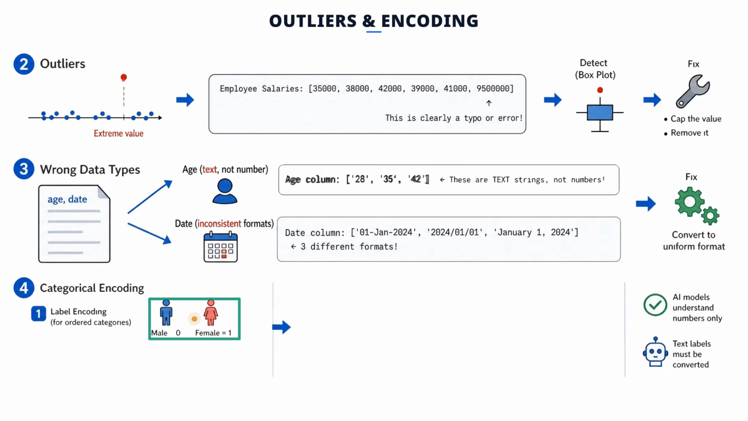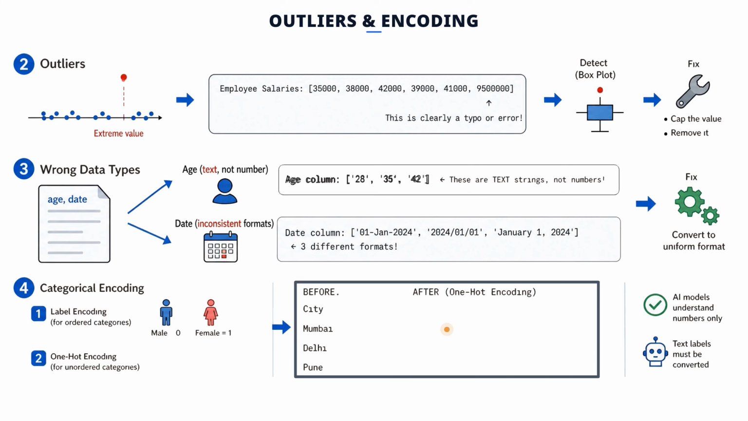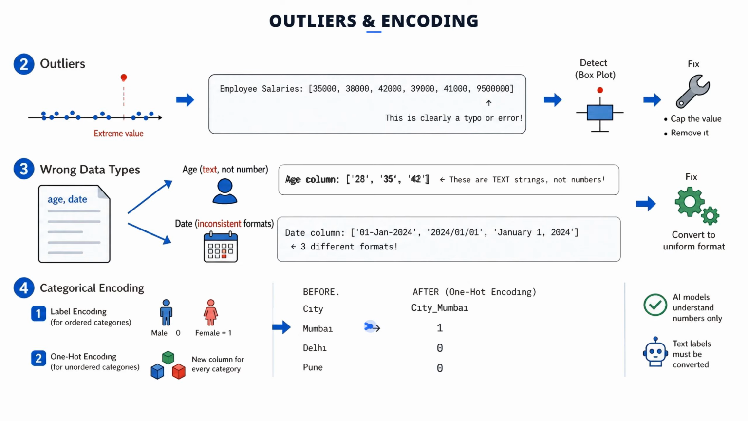But what if the categories don't have a ranking, like different cities? That's where we use one-hot encoding. Let's look at this before and after example. Instead of assigning a single number to each city, we create a new column for every possible category. If a person is from Mumbai, we look at the newly created Mumbai column and put a 1 there. Because they are in Mumbai, they can't be in Delhi or Pune, so those columns get a 0. Similarly, for Delhi, the 1 goes in the Delhi column and the rest get zeros.